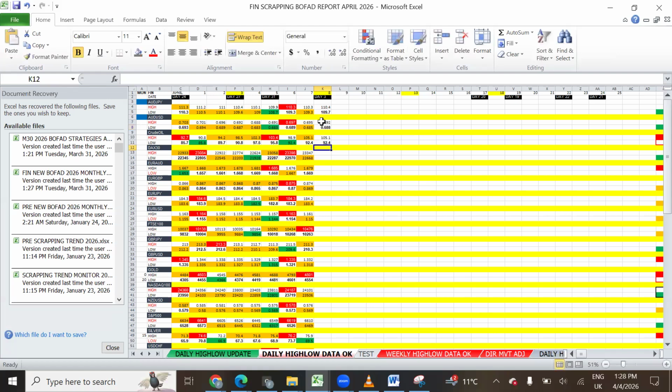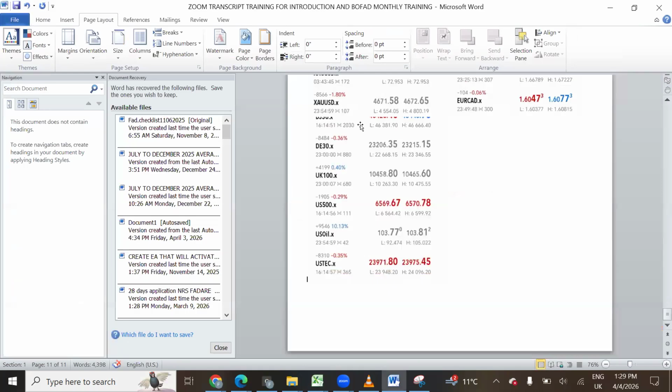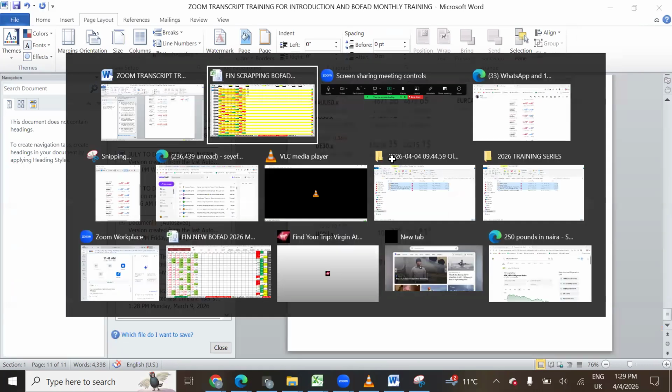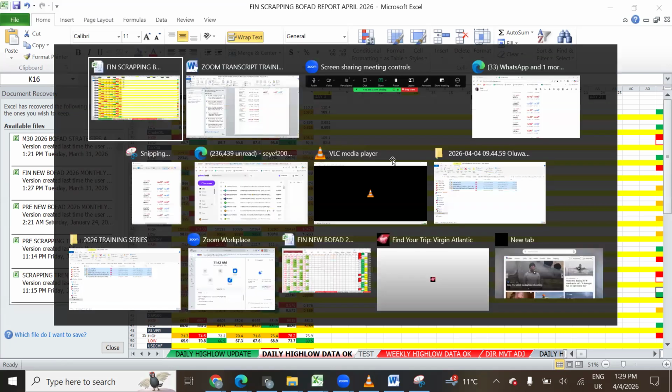Okay, so for DAX, I think we should have it. So yeah, this is DAX. You can see 23,347 and 22,668. Like I said again, there was no trading on that also. So that was why it remained like that.